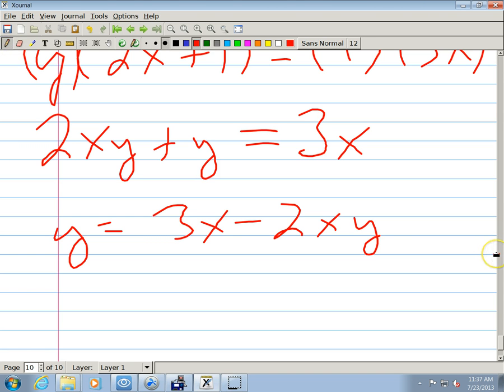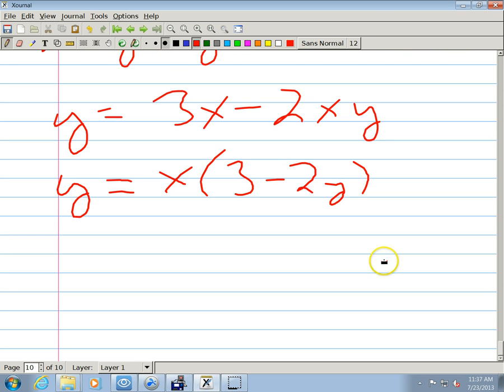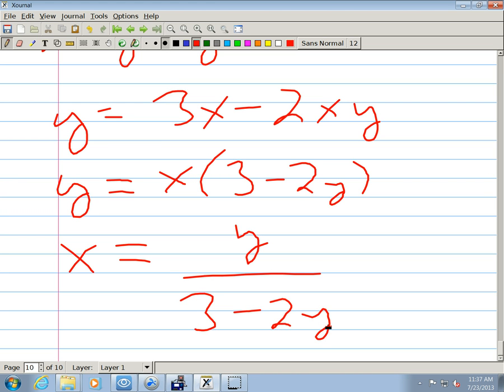Factor the x out. Okay, good. So y equals x times 3 minus 2y, and you have one more step to go. Divide by 3 minus 2y. So x equals y divided by 3 minus 2y. Ta-da!